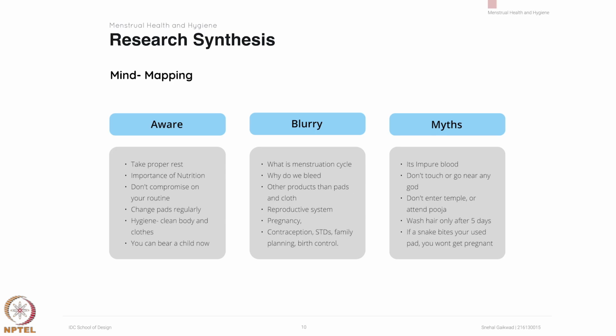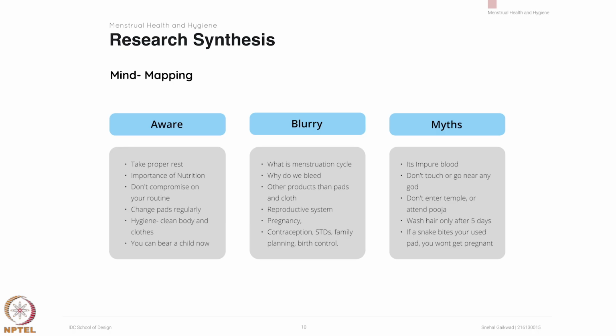Plus the blurry thing was what the menstrual cycle is and why it occurs. Then, what are other products than cloth pad and sanitary pads. Then how reproduction occurs, what the reproductive system is, contraception, STDs, family planning, nothing.